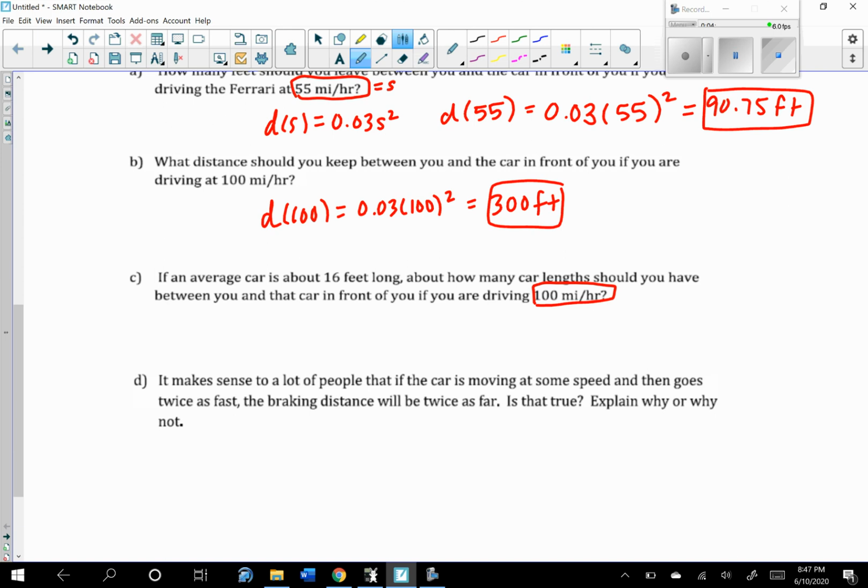And if your average car is 16 feet long, you are just going to be dividing that. So 300 feet divided by 16 feet is equal to, if you divide that using your calculator, you get 18.75 or 19 car lengths, since we don't have part of a car.